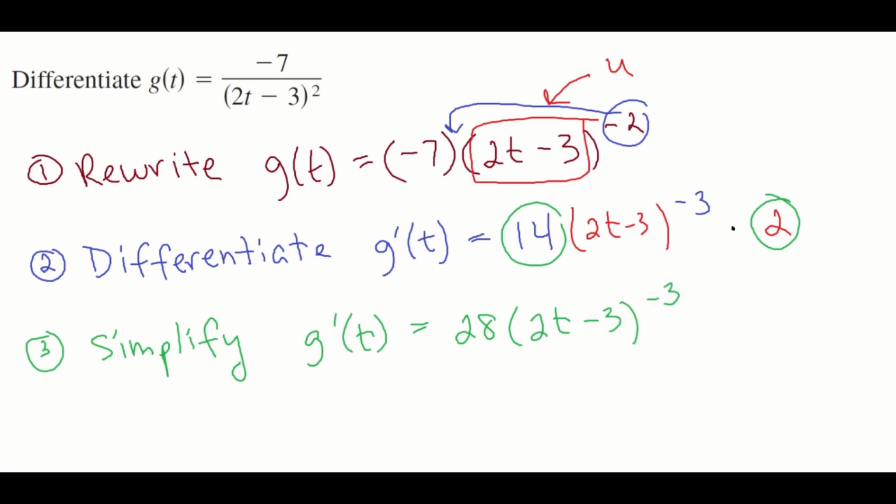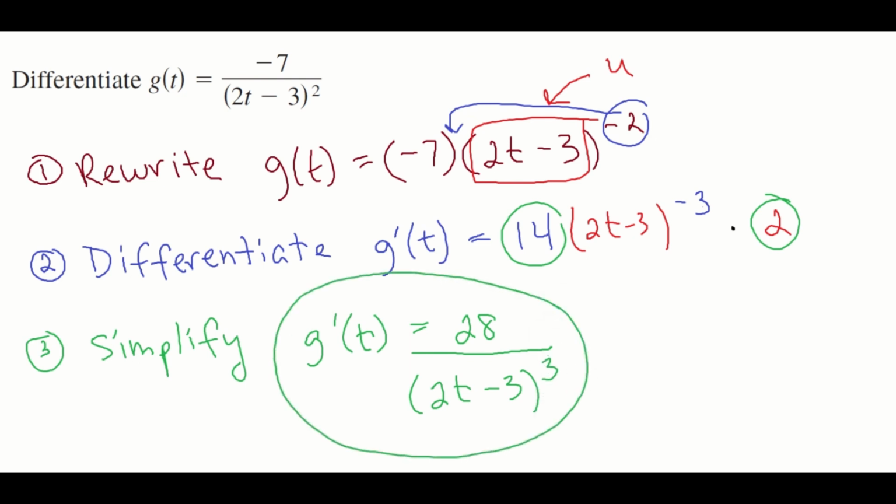And finally, we can rewrite what we have with the positive exponent. So let's recap what we did. When you're differentiating quotients with constant numerators, rewrite the function so you can use the chain rule instead of the messier quotient rule. Rewrite, differentiate, simplify.